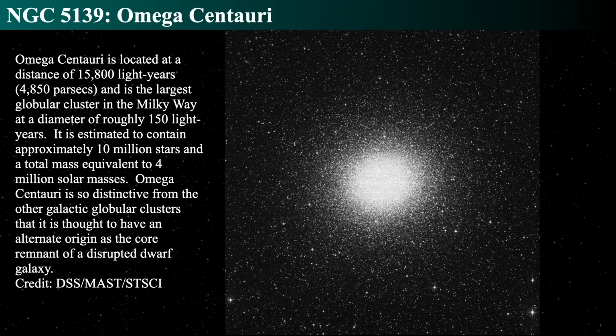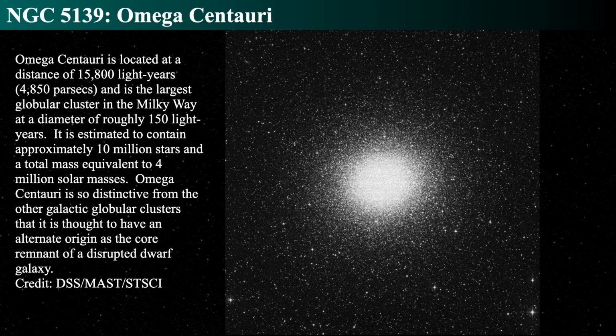But this is a big one. This is Omega Centauri, NGC 5139. It's about 16,000 light years away, and it's the largest globular cluster in the entire Milky Way. It's about 150 light years across and has over 10 million stars in it, with a total mass of about 4 million solar masses. Interesting that the mass is less than the total number would suggest, and that's because all the big stars are gone. Omega Centauri is also distinctive in that it may actually originate from a disrupted dwarf galaxy that encountered the Milky Way.